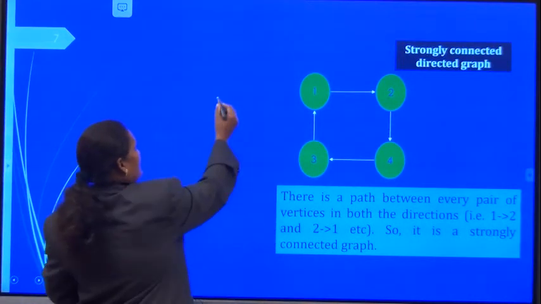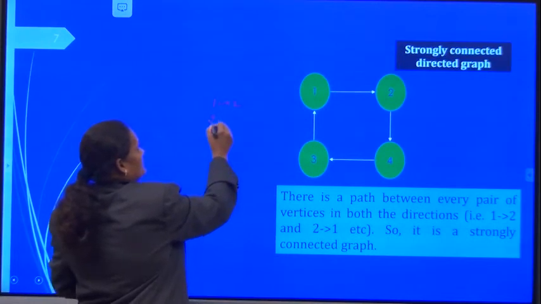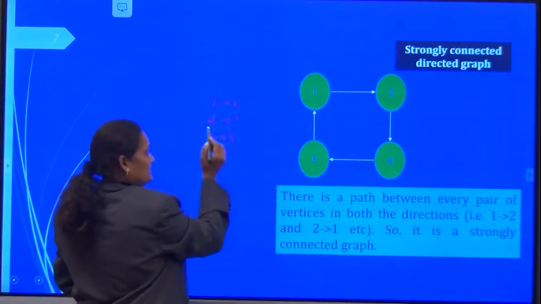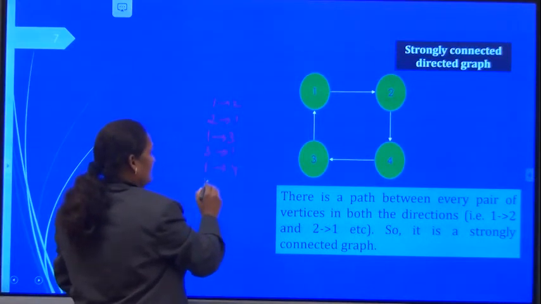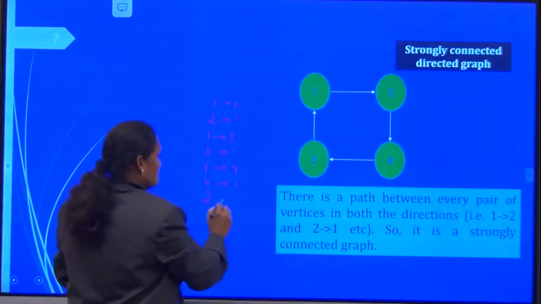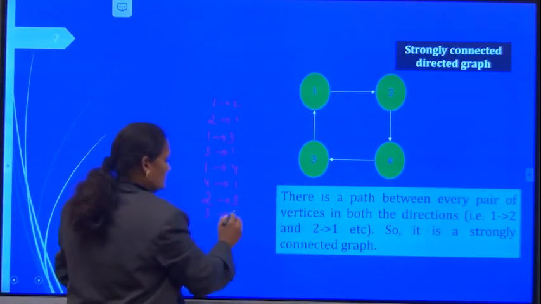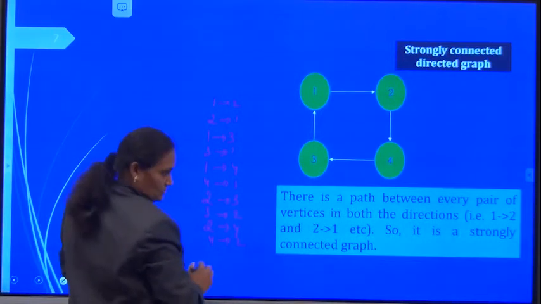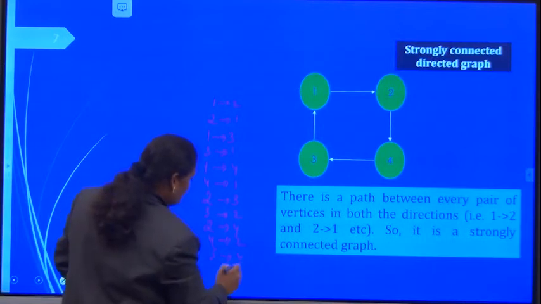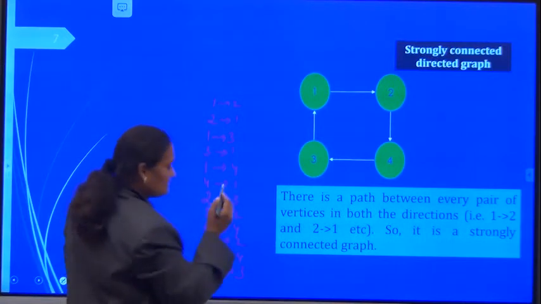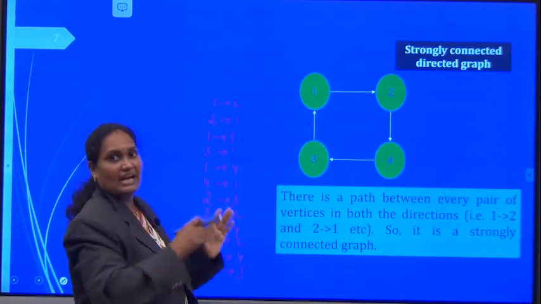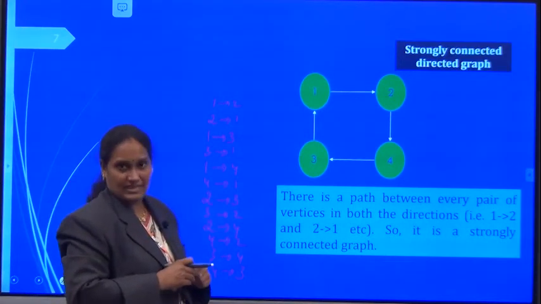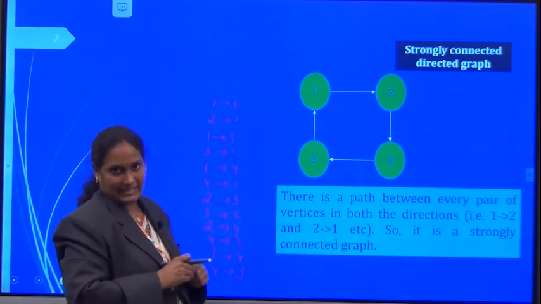That is, there is a path from 1 to 2 and there is a path from 2 to 1. There is a path from 1 to 3 and from 3 to 1. 1 to 4 and 4 to 1. In the same way, there is a path from 2 to 3 and 3 to 2. There is a path from 2 to 4 and from 4 to 2. In the same way, there is a path from 3 to 4 and from 4 to 3. In both the directions, we have all paths in this graph. So we can say that this graph is a strongly connected directed graph.